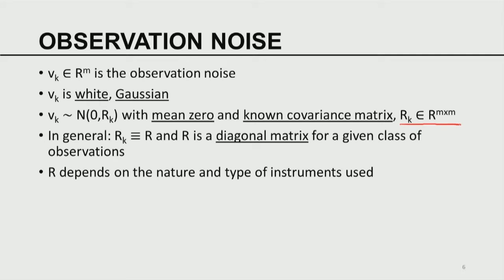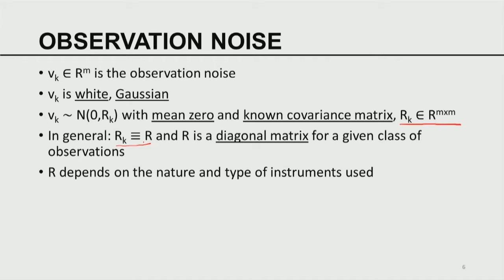In general, we will assume Rk is R. That means our instruments are identical. So even though I may be making measurements at various times, the instruments that make the measurements at different times are identical, so their error properties are the same. So I am going to assume Rk is R without loss of generality.